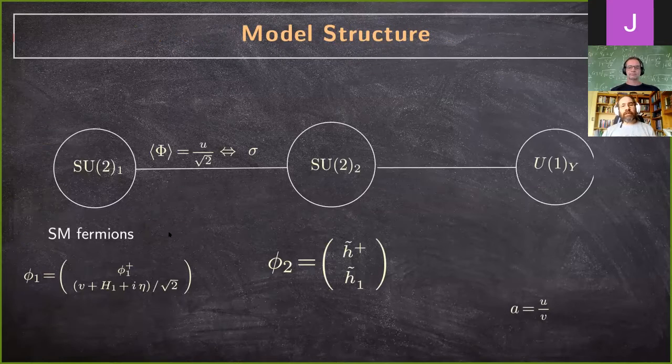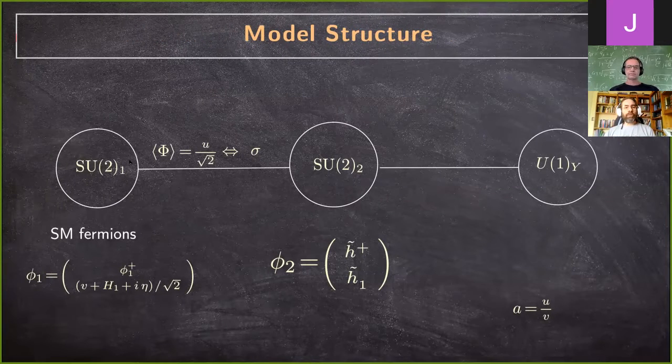The structure of the model is the following. We have two groups, SU(2), and of course we have the hypercharge group. We need a bi-doublet scalar field in order to break down these two SU(2)s into the SU(2) of the standard model. And we put all the standard fermions and a scalar doublet, which is the usual Higgs doublet, right?